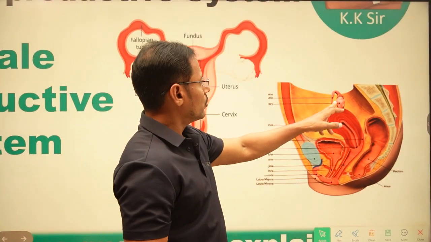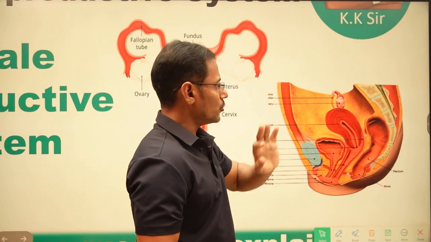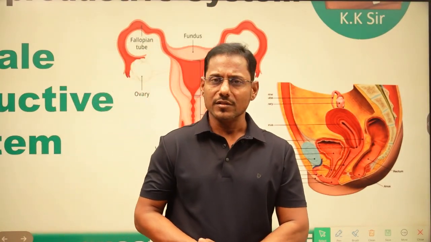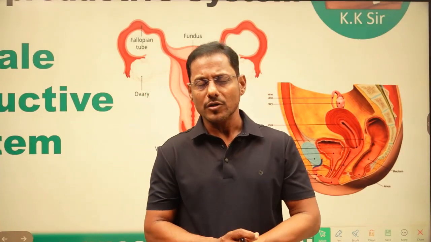Here you can see the ovary, and this is the fallopian tube. You should look into the diagrams very carefully, right? This is all about the female reproductive system, right?